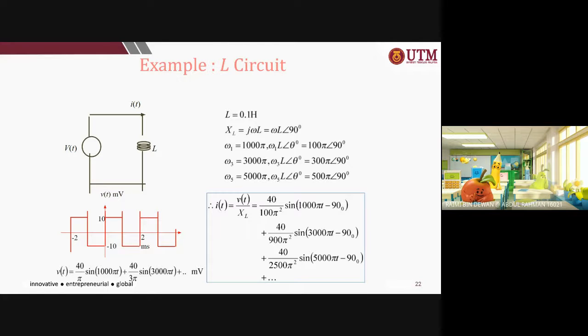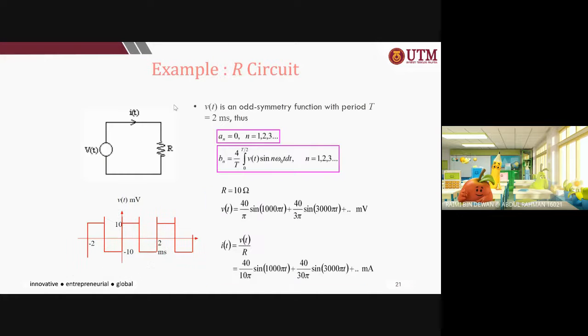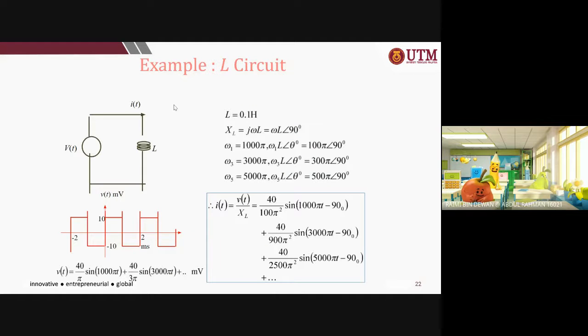Because this question relates to the previous example with R, no need to start from scratch. But you need to start from scratch if your question is given L or given C.